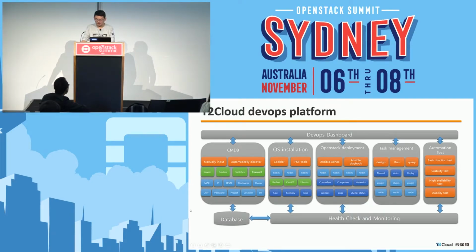The next one is task management system, where you can design and run the tasks on remote nodes. It's useful for us to control and manage the remote nodes. Automation test is also included in this platform. If you get no errors in the deployment process, can you see that the environment is basically ready for use? I guess we can only see that until the result of the test is passed.